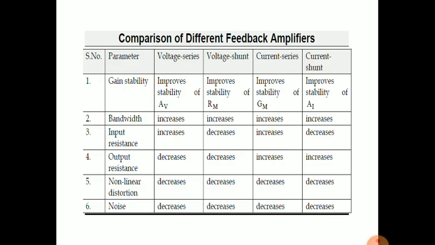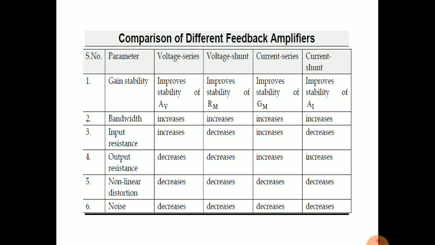Now comparison of different feedback amplifiers. We have 4 different types of feedback amplifiers, that is voltage series, voltage shunt, current series and current shunt. So we go for the comparison of different parameters. First, gain stability. Voltage series improves stability of voltage gain. Voltage shunt improves stability of Rm, right?